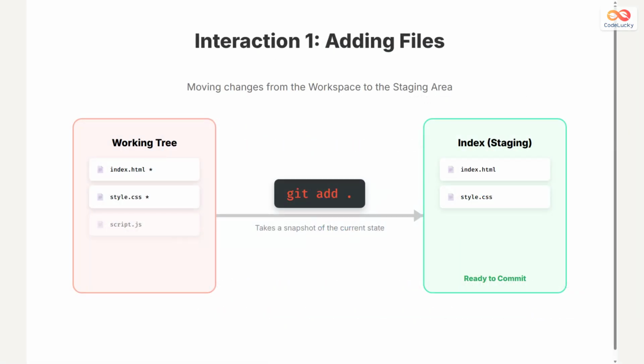Now, let us see how they interact. When you run the command git add, you are moving files from your working tree to the staging area. You are taking a snapshot of the file as it looks right now and telling Git, I want this specific change to be part of the next save.